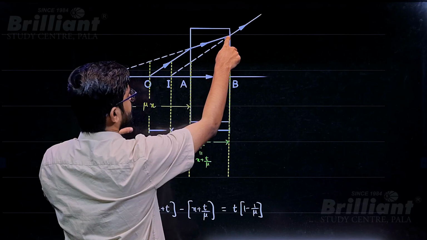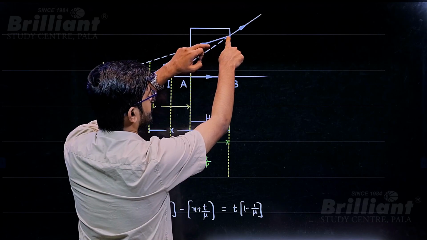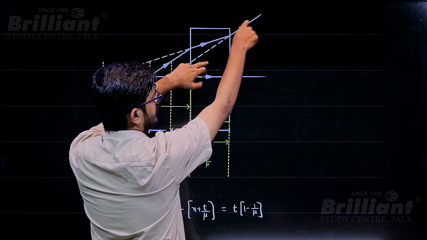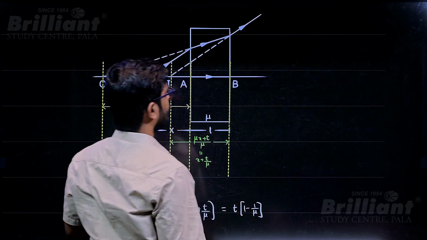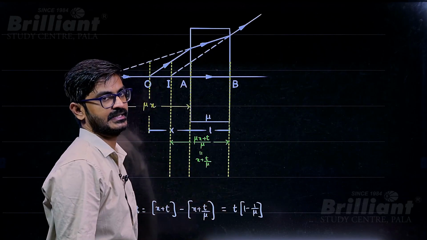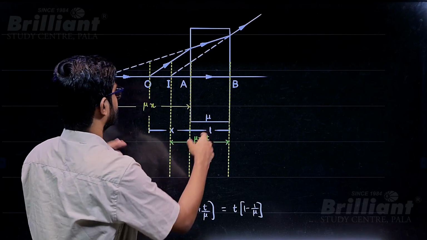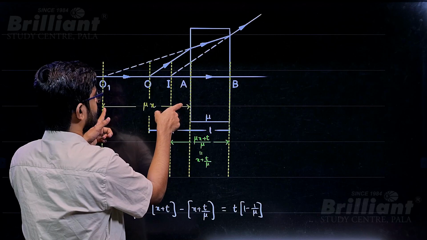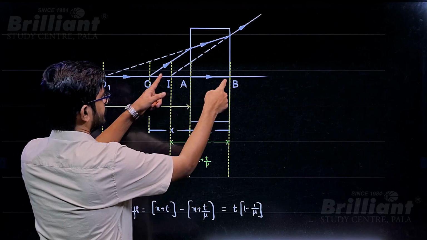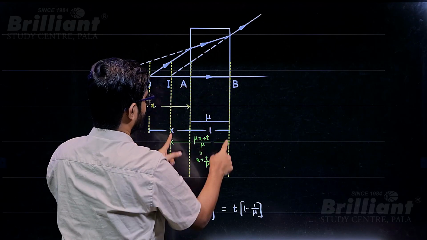Now when you are observing something, some ray coming from water or a denser medium, and you are observing from the rarer medium, you will feel the distance is shrinking by how much? Actual distance by mu. It will become actual distance by mu. What is the actual distance? T plus mu x. So this distance is going to become T plus mu x by mu.